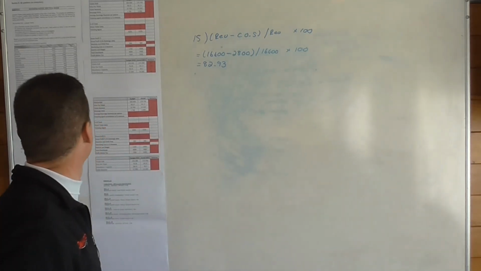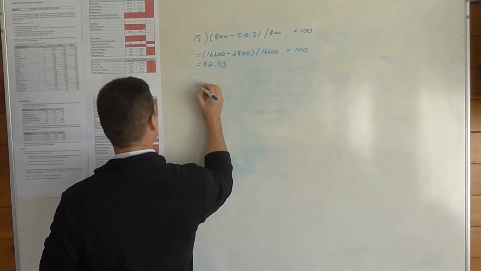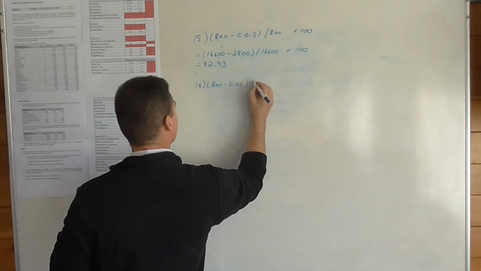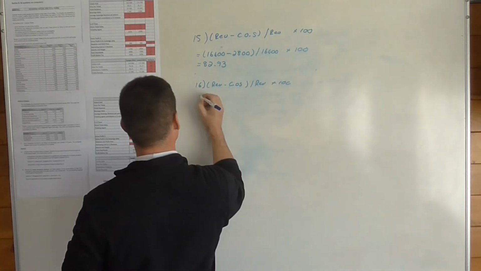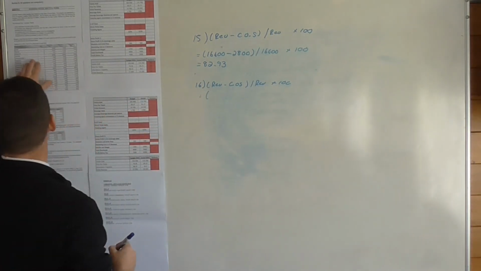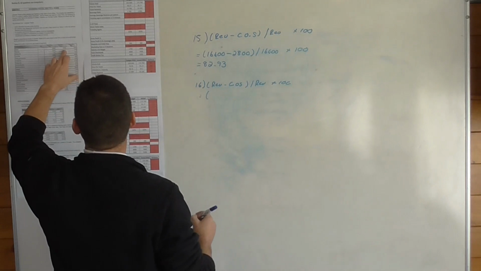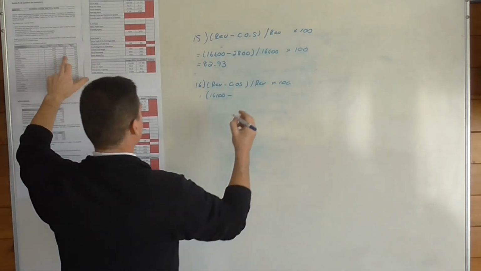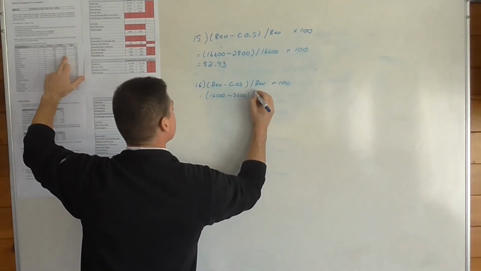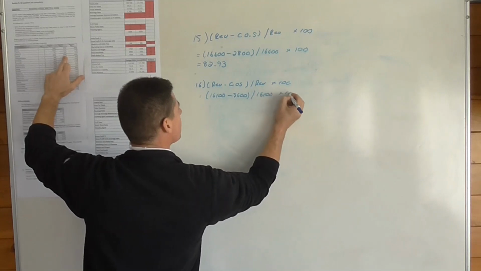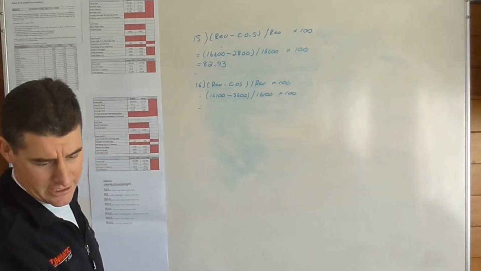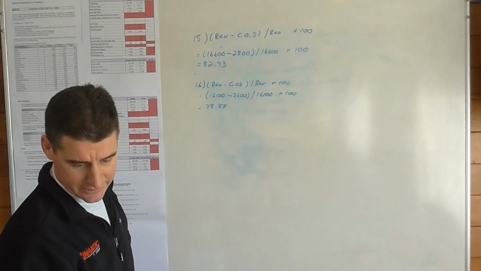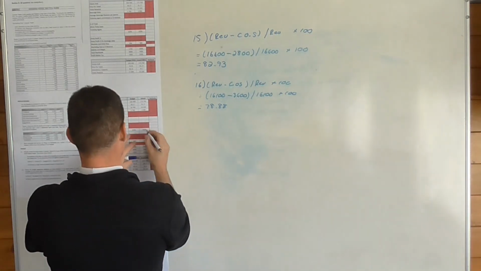So that's number 15 is 82.93. And then we do the same for number 16, but only with the actual amounts. So that'll be your revenue minus your cost of sales divided by your revenue multiplied by 100. So we are now on the actual. So here we go again. The revenue under the actual, 16100 minus your cost of sales, 3400 divided by 16100 multiplied by 100. So that's number 16. And that gives you 78.88. Am I right? Yeah, 78.88. So let's put that one in there.